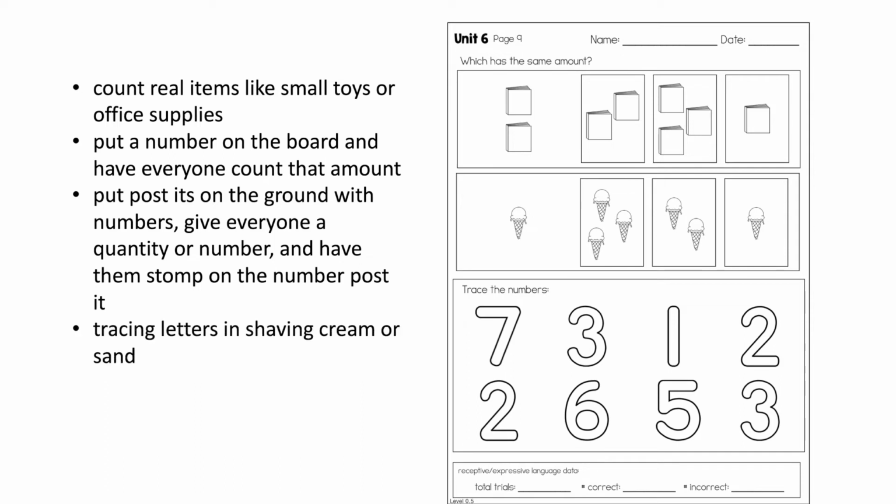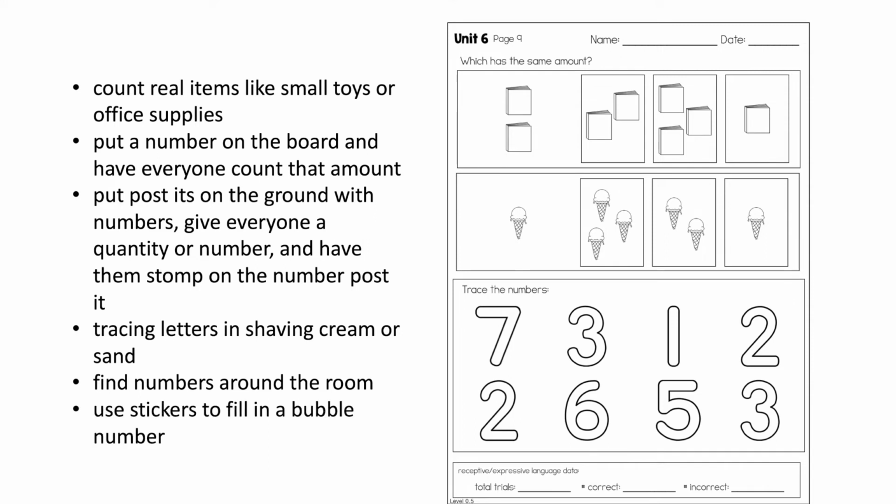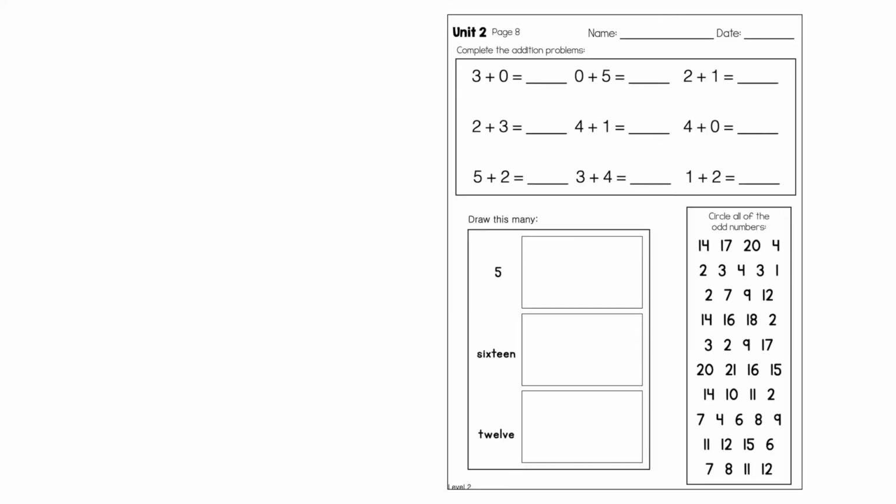For working on numbers, you could make this super interactive and sensory based. They could trace numbers in shaving cream or sand or rice, or make the numbers out of Play-Doh. You could find numbers around the room, do a little number scavenger hunt, take some clipboards, get out of the chairs, go find different numbers. You could use stickers to fill in a bubble number. Fill in a big bubble number on a piece of construction paper and fill in stickers. So these are just a few examples, but there's so many ways you can extend on these activities, on these concepts.